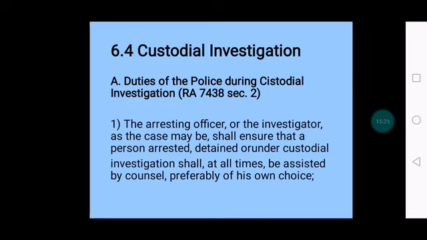The arresting officer or the investigator, as the case may be, shall ensure that a person arrested, detained, or under custodial investigation shall at all times be assisted by counsel, preferably of his own choice.